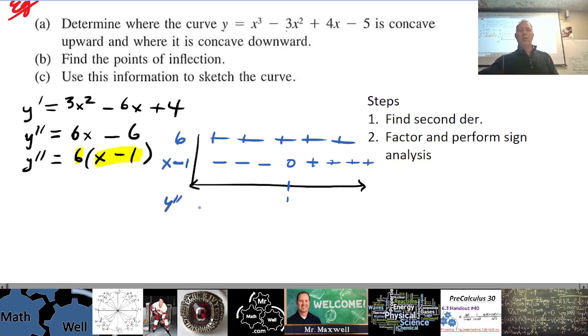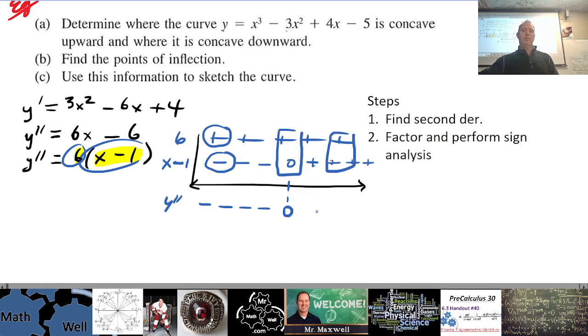So y double prime, we'll remind ourselves that that's what we're examining here. Because these are factors multiplied together, I'm going to multiply a positive times a negative for this space here, and that gives me a negative value all along here up to 1. A positive times 0 will be 0. And a positive times a positive in this interval will be positive. Okay? So where is it concave upward and concave downward?